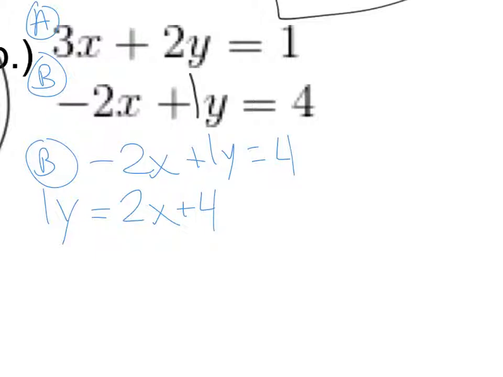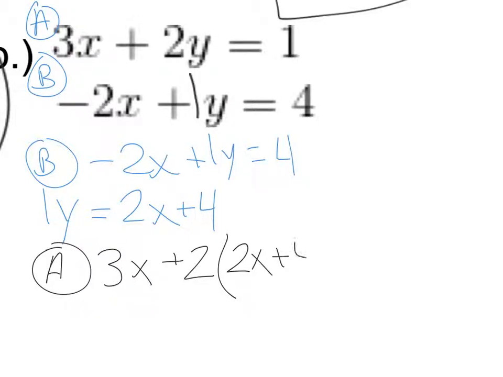So all we got to do is add the 2x over, so we're left with y, or 1y, equals 2x plus 4. Now we go back and we take equation A, and we substitute our value for y. So we're going to say, okay, it's 3x plus 2 times, instead of y, we're going to say 2x plus 4, and this is going to equal 1.